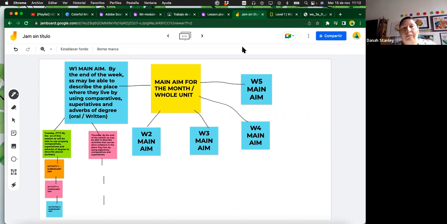Questions, comments? Is it clear now with this kind of graphic organizer? Anyway, I'm going to give you a photo of this. Yes or no? ¿Sí les gusta la idea? Yes? All right.